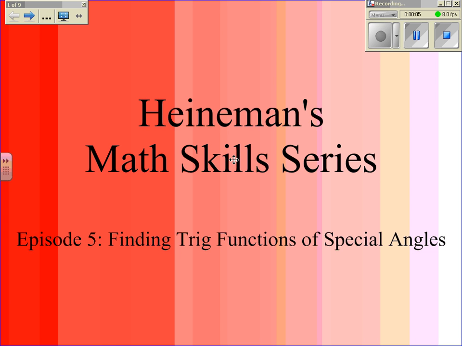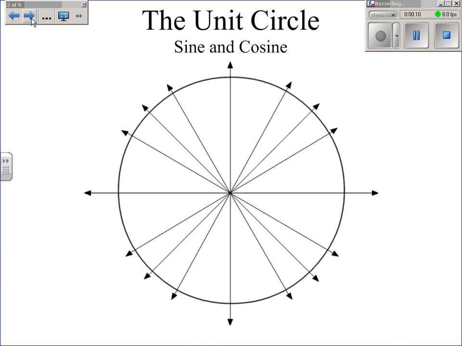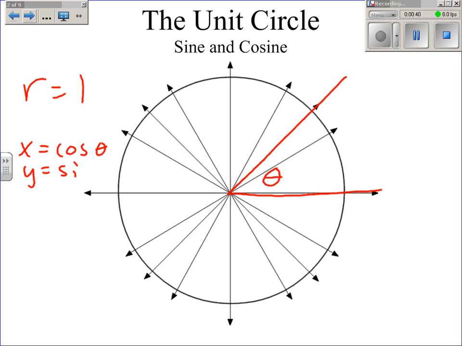Finding trig functions of special angles. Here's the unit circle. Just so we're clear, it's a circle of radius 1 centered at the origin. Then all the points on the circle have coordinates that correspond to the sine and cosine of an angle formed by a line from the origin through that point and the positive x-axis. Cosine is the x-coordinate. Sine is the y-coordinate.